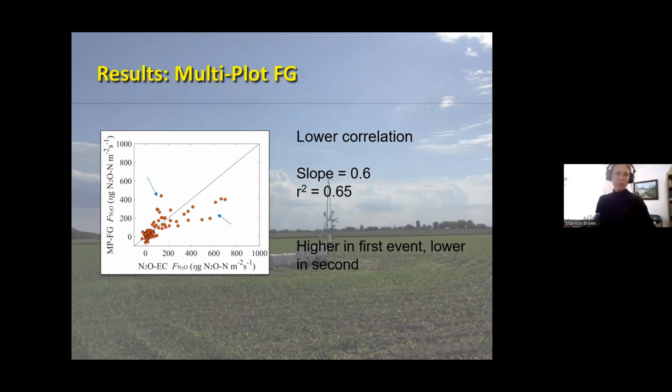Results for comparison of the N2O fluxes from the multi-plot system to eddy covariance were a little bit more mixed. There was a lower correlation and an overall underestimation of the fluxes measured. However, this was kind of split. The multi-plot flux gradient system measured higher emissions during that first flux event, and then lower emissions.